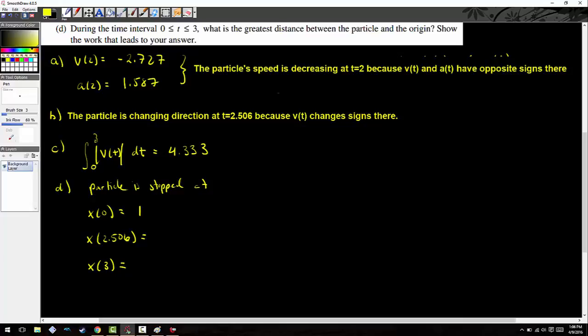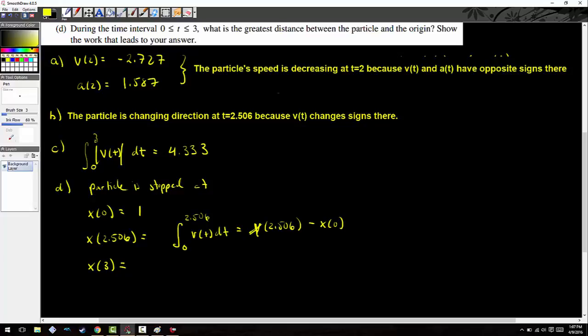So how do we test out this x of 2.506? Well, I'm going to go ahead and integrate from 0 to 2.506 of v of t dt. Well, what do I get? I get v of 2.506 minus x of 0. And I apologize, that should not be a v. That should be an x, because when you integrate velocity, you get position, not velocity again.